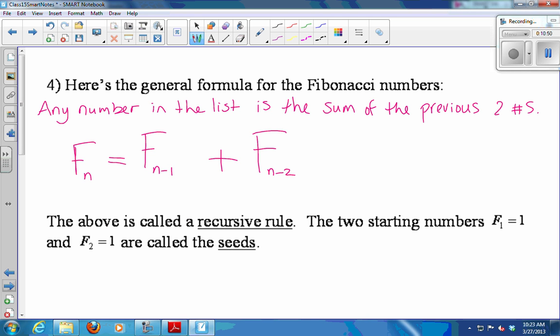This says that the nth Fibonacci number, which is just a generic number in the list, is equal to the n minus first Fibonacci number, the number right before the nth. For example, this says that F sub 14, if I make n 14, should be equal to F sub 13, because 14 minus 1 is 13, plus F sub what? Yeah, 12, because 14 minus 2 is 12.